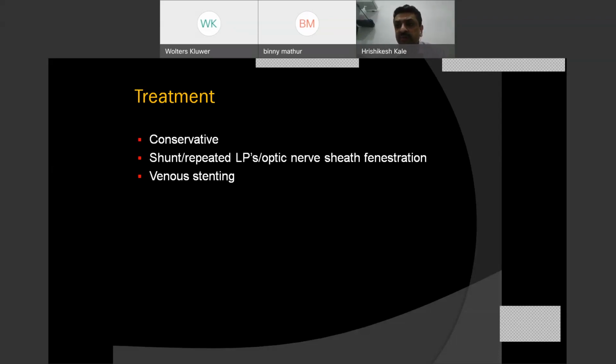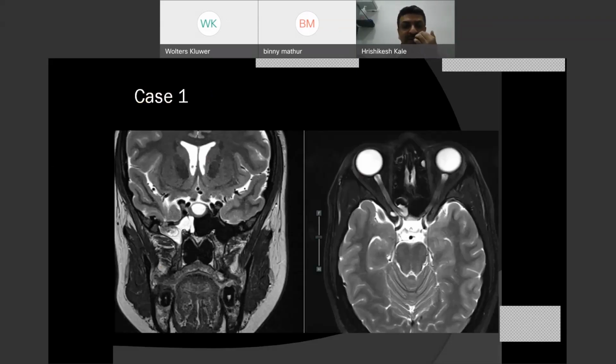There are some people who advocate a styloidectomy along with venous stenting in the treatment of idiopathic intracranial hypertension, but these are not commonly done. So the most effective treatment is actually conservative. With weight loss, many patients' symptoms will improve. So let's look at some cases here.